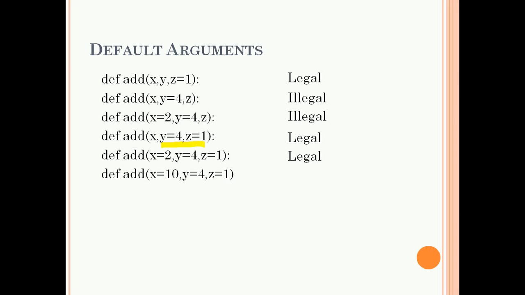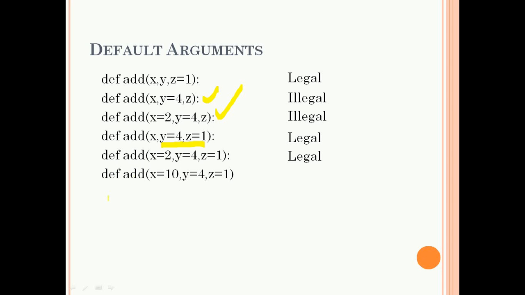Then def add x equal to 10, y equal to 4, z equal to 1. This is also totally legal, but watch carefully. Is it perfect? This type of question may be given. In previous cases, the syntax of the function header was perfect, but the main problem was that in some cases the rules of assigning default arguments were not followed, like the second one and third one.